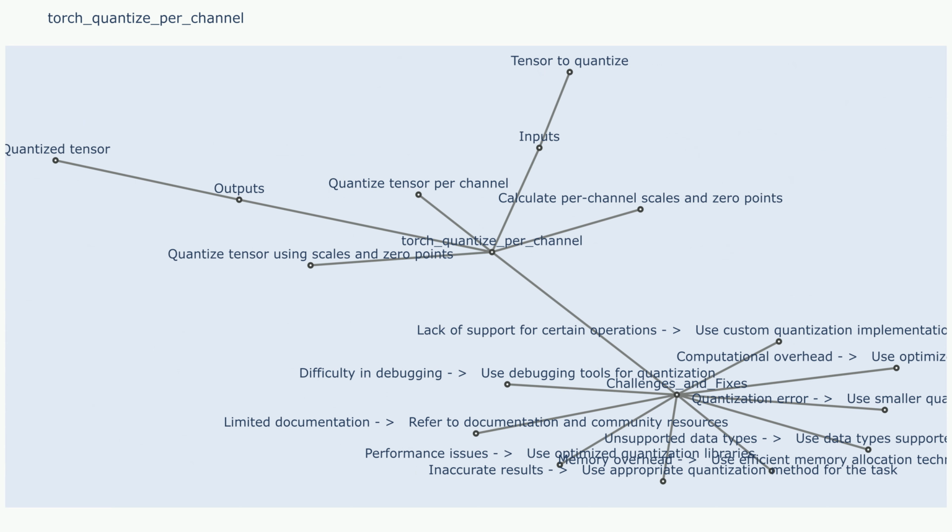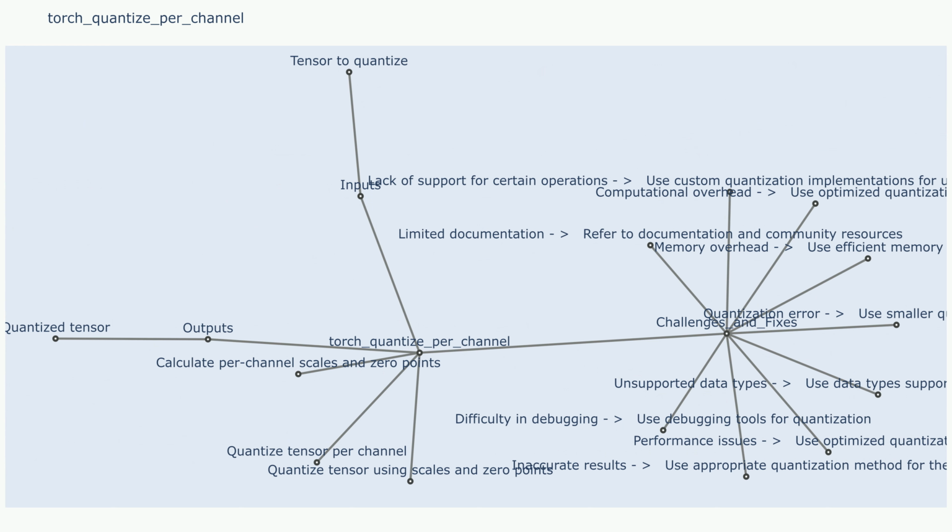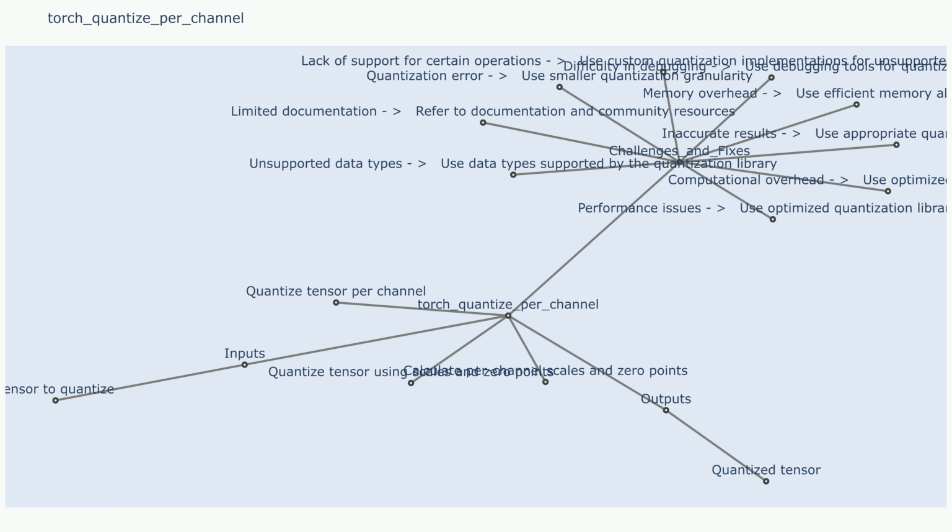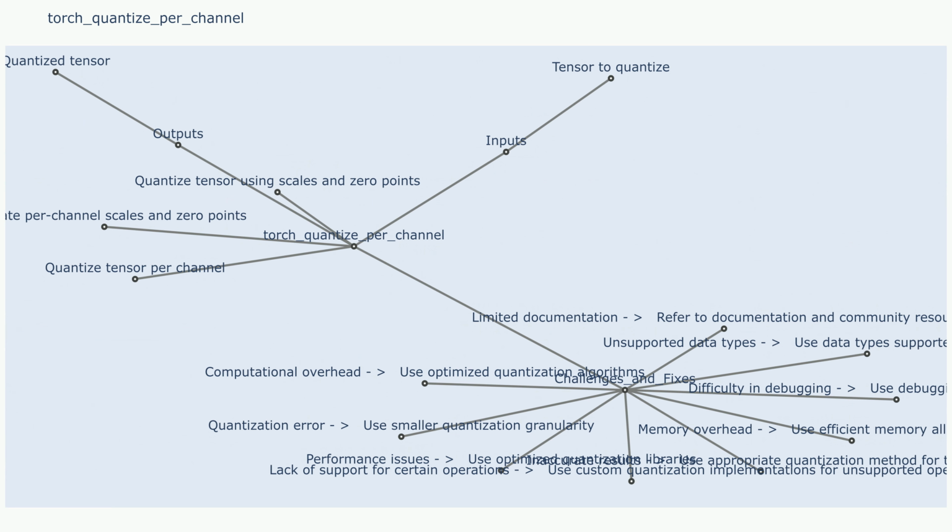Outputs. Quantized tensor: the quantized tensor. This tensor will have the same shape as the input tensor, but its data type will be the specified quantized data type. Steps. The function first calculates the scale and zero point for each channel based on the input tensor scale and zero point values. Then, it converts each channel of the input tensor to the specified quantized data type, using the calculated scale and zero point for that channel.